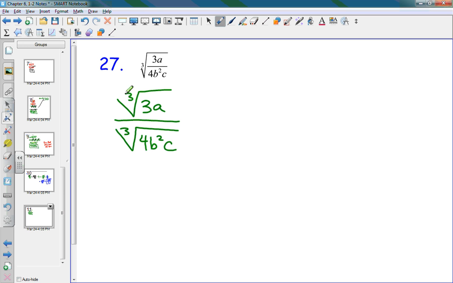How many do I need to have inside there to pull 1 four on the outside of the radical? I need to have a total of 3 because it's the cube root. So how many more 4's do I need? I have 1 here. How many more do I need? I need 2 more. How many b's do I have down there currently? 2. How many more do I need? I have a root of 3, so I need 1 more. I have how many c's in the denominator? 1. How many more do I need to pull it on the outside? 2 more. So I'm going to multiply by the cube root of 4 squared b c squared.